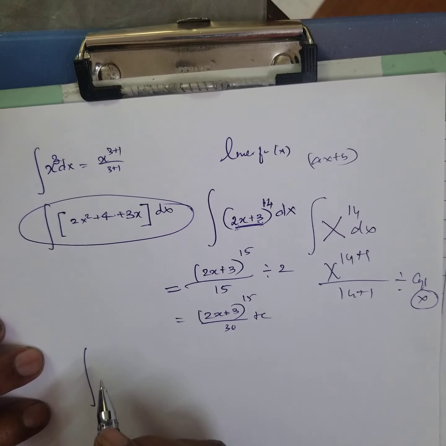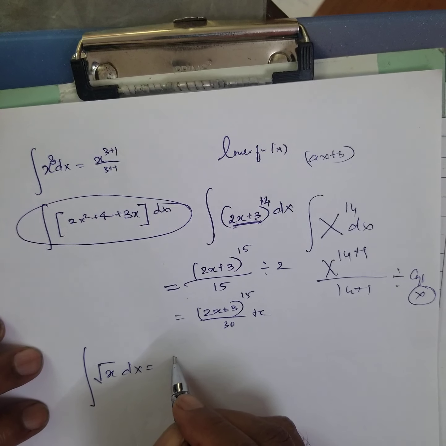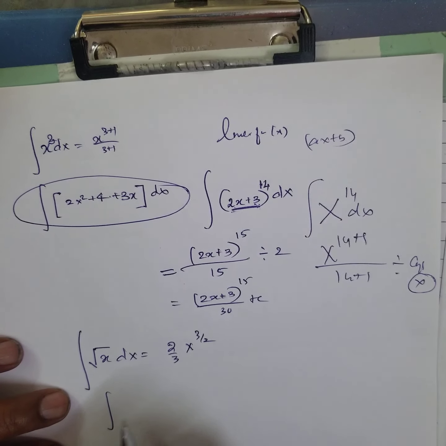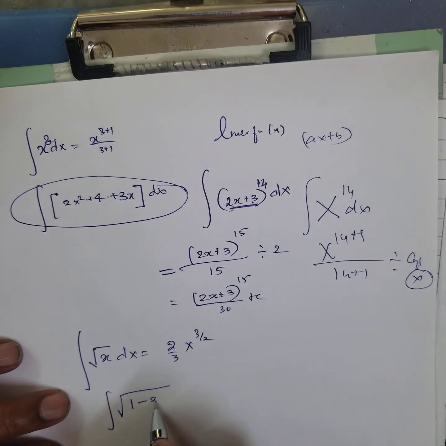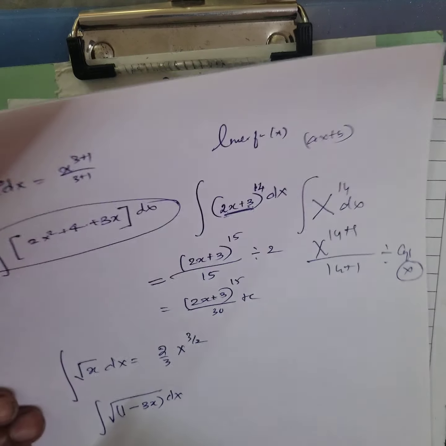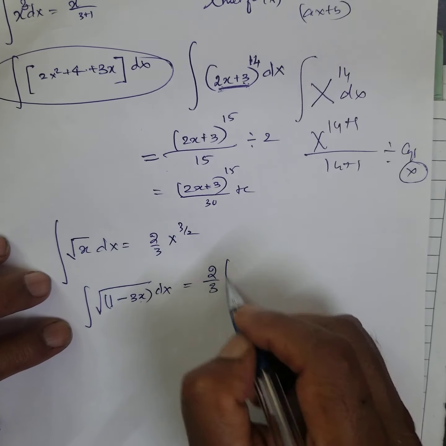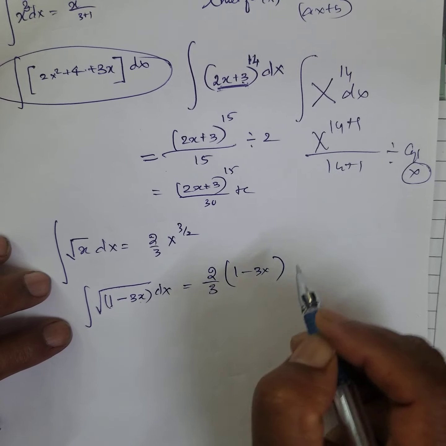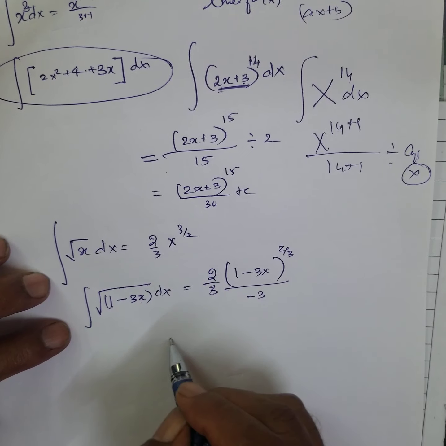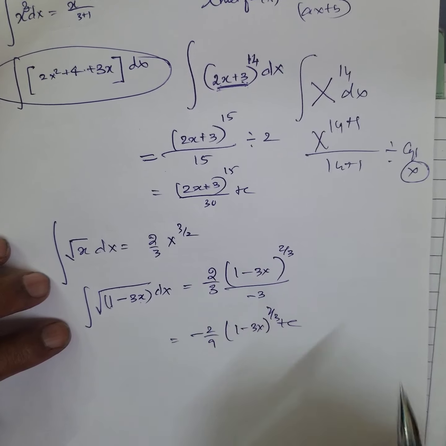So example like this, whatever the formula you learned, integration of root x is what? 2 by 3, x to the power of 3 by 2, isn't it? So integration of, I am writing, root of (1 minus 3x). This is the form of ax plus b, right? Linear term. Therefore, what is it? 2 by 3, (1 minus 3x) to the power 3 by 2, divided by coefficient of x, which is minus 3. Therefore, you get 2 by 9 (1 minus 3x) to the power 3 by 2 plus c.